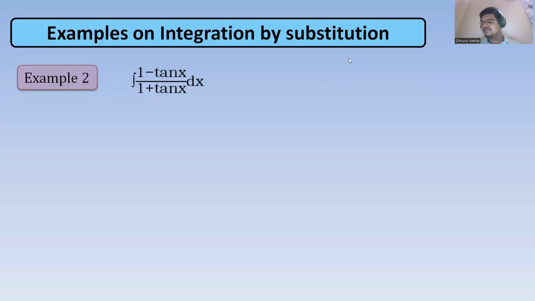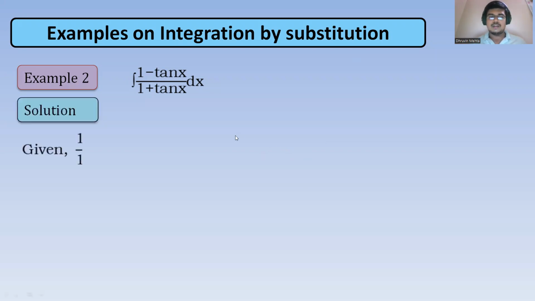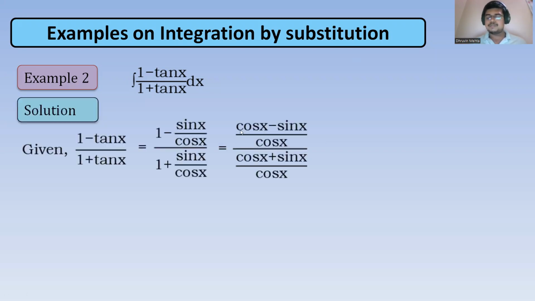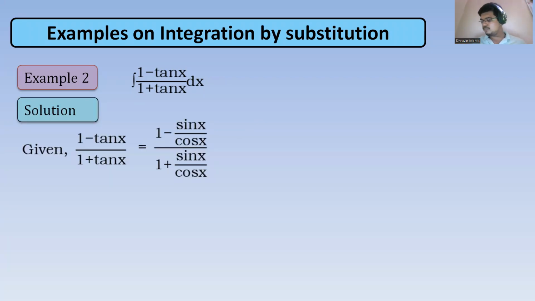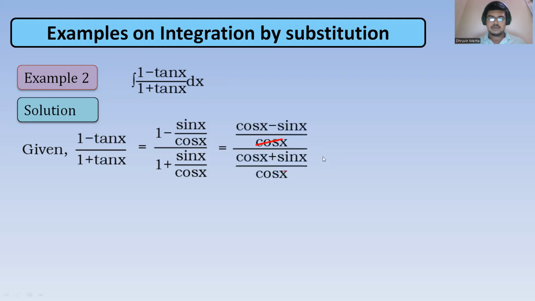You guys have to tell me what do you think we should do in this question. Identify function and derivative. And should we first convert this into cos and sin terms? Excellent, we'll convert it into sin and cos. So do that. Tan is sin upon cos. When we take LCM, what will we get? Cos x minus sin x upon cos x plus sin x by cos x. Okay, now can you identify function and derivative?